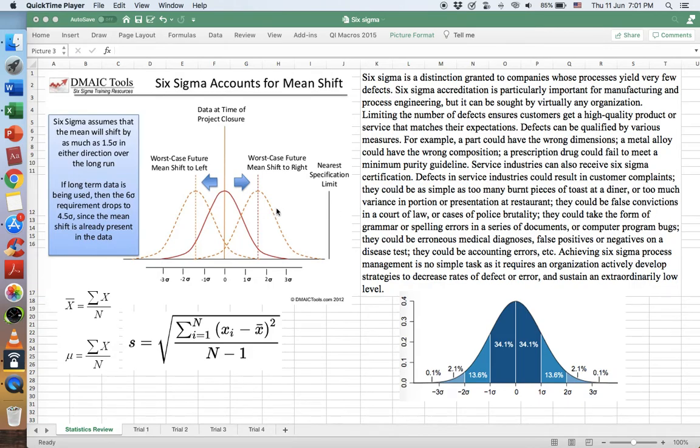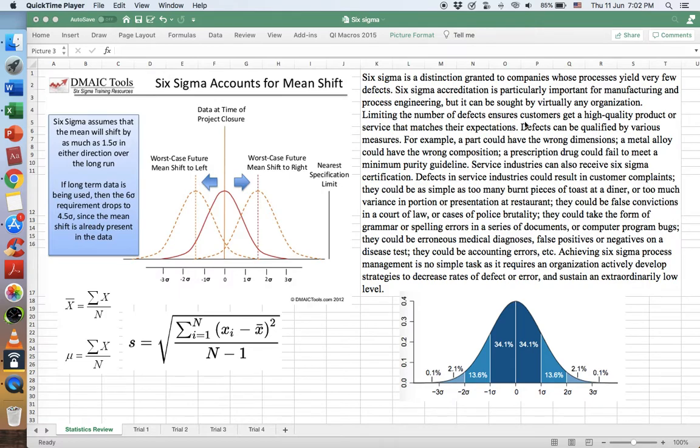Hello, in keeping with the theme of math is everywhere, today I want to look at quality control and Six Sigma certification. Six Sigma is a distinction granted to companies or organizations whose processes yield very few defects or errors. Six Sigma accreditation is particularly important for manufacturing and process engineering, but it can be sought by virtually any organization, whether public or private, nonprofit, or profitable.